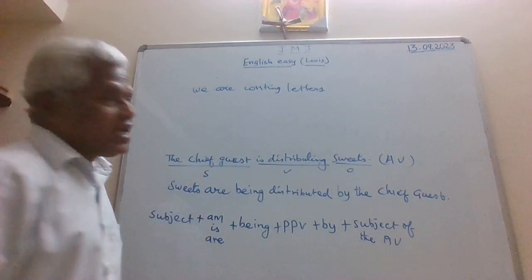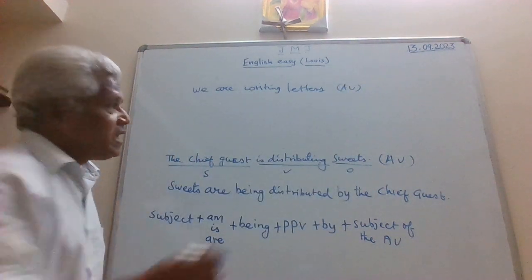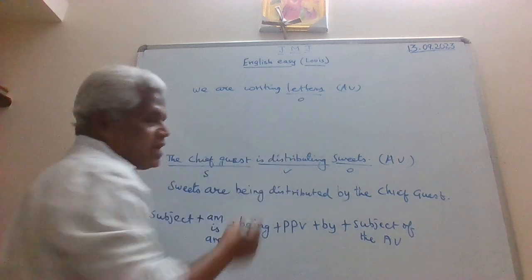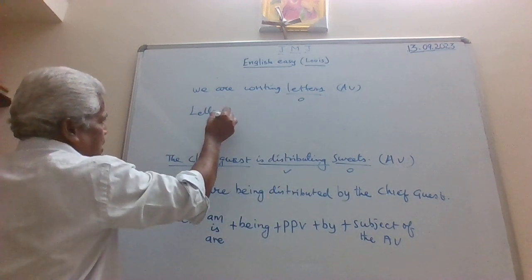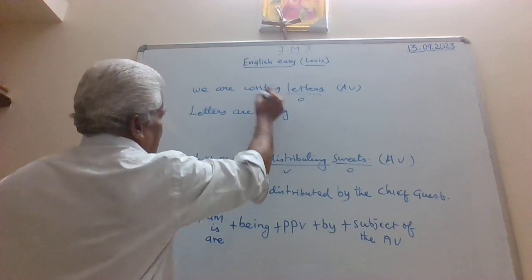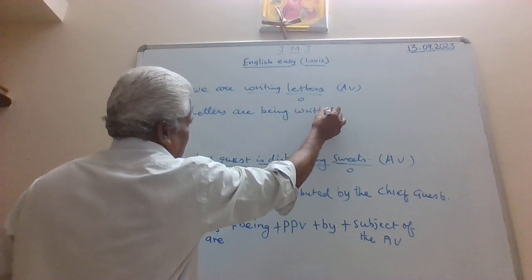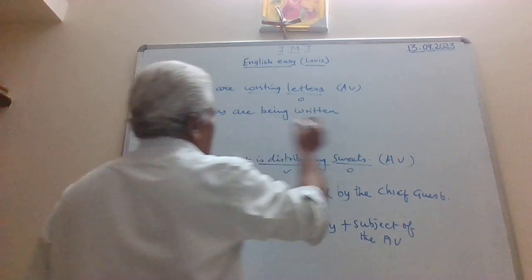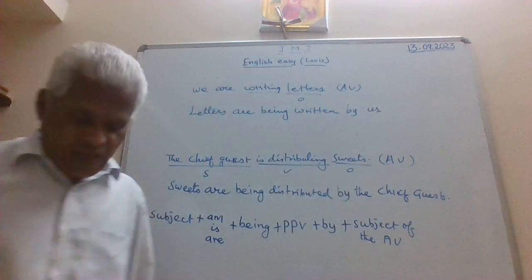So when you say we are writing letters, this is an active voice. So how do you change this into passive? See, letters is your object and that is in plural. So letters are being written by us. See how simple it is?